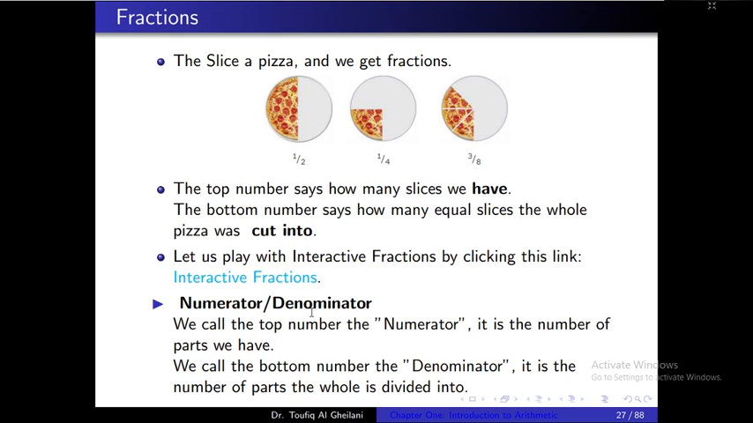Numerator and denominator. We call the top number the numerator. This one, 3, is the numerator. It is the number of parts we have. But we call the bottom number, this one 8, the denominator. It's the number of parts the whole is divided into.